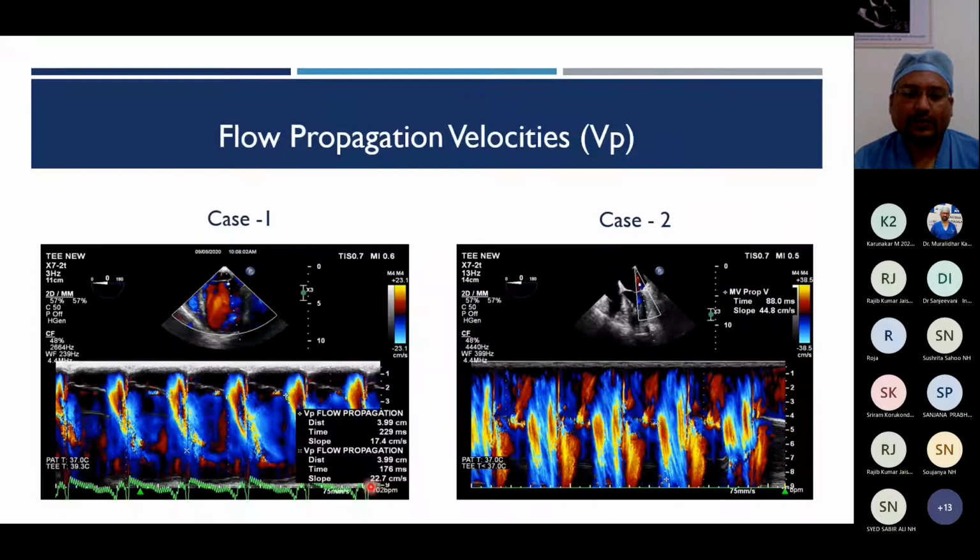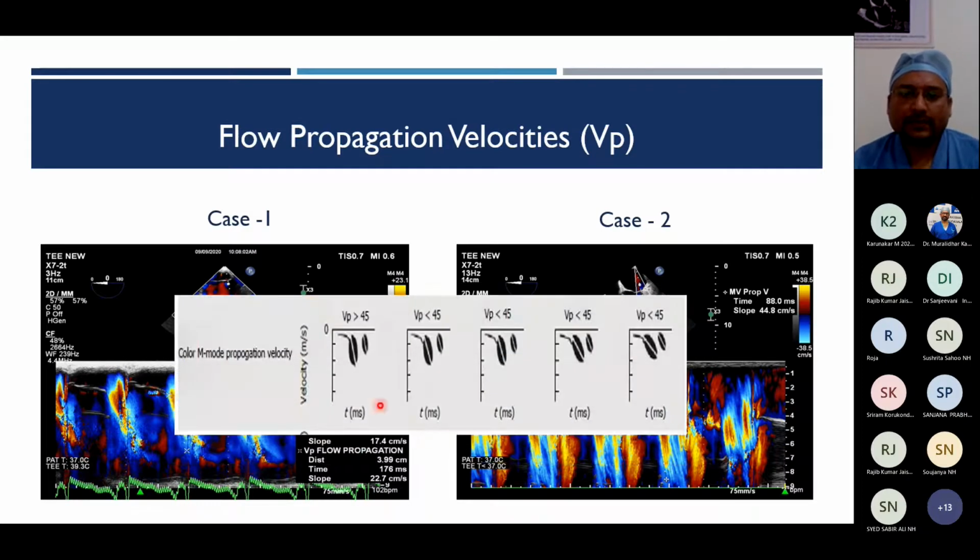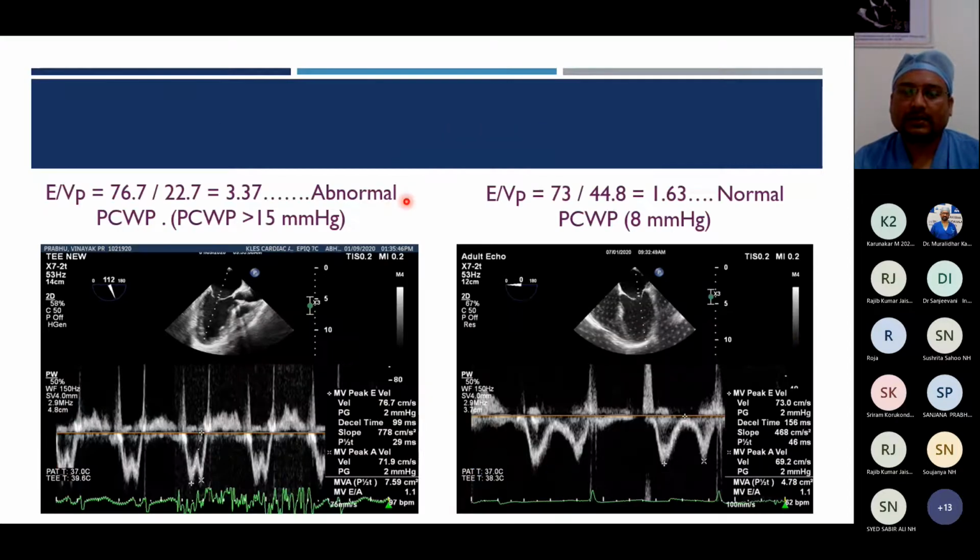So here the slope is 22.7, whereas in the second case the slope is 44.8. This is a normal LV diastolic function where it is straighter, and this is a diastolic dysfunction where it is becoming flatter and flatter. As diastolic dysfunction progresses, as the VP comes down below 45, the progressive diastolic dysfunction will flatten the VP according to the grade of diastolic dysfunction.